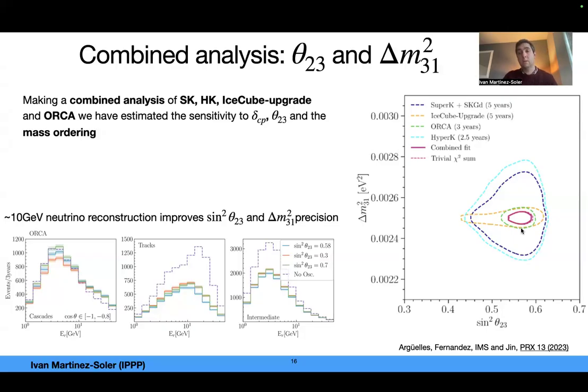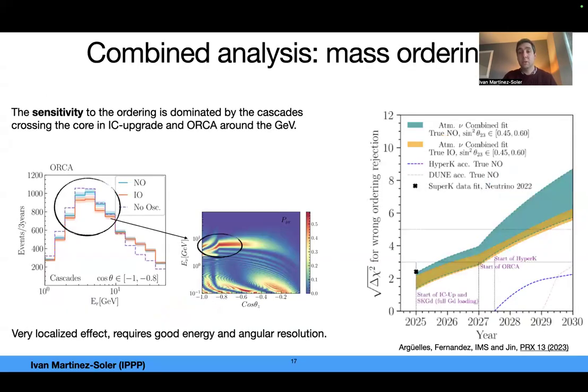That is regarding the octant of theta 23, but what about, for instance, the mass ordering? The mass ordering, as I was mentioning, is also going to modify our event distribution, because essentially that resonance that we can see in this plot can appear in the neutrino or in the antineutrino channel. And that will have an impact on our event distribution, as we can see here in the left plot. Thanks to the large amount of statistics collected by those experiments, we can get a huge sensitivity to that parameter. And this is what we can observe in the right plot, where we see what the sensitivity will be and how it will evolve if we combine the three experiments.